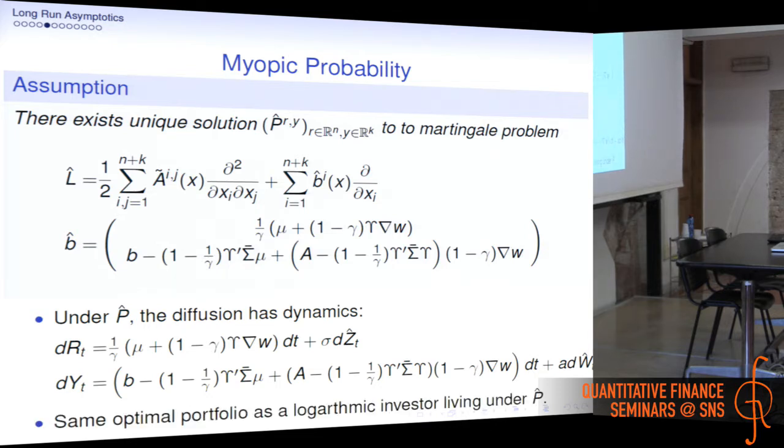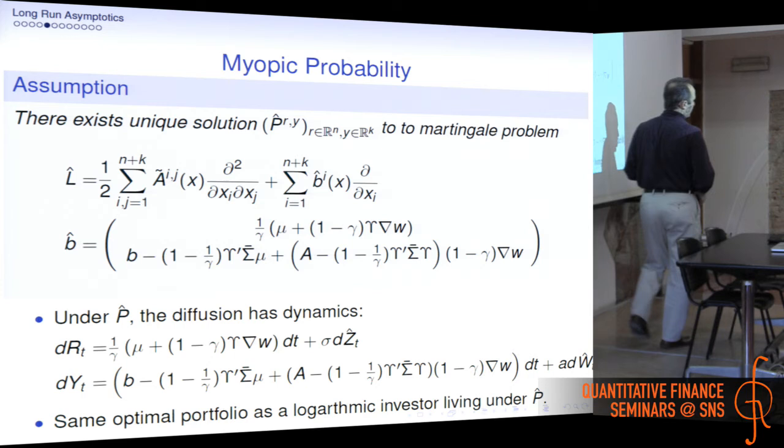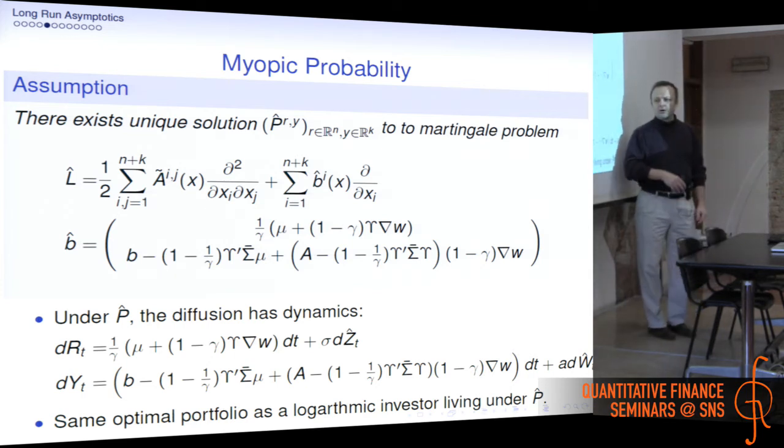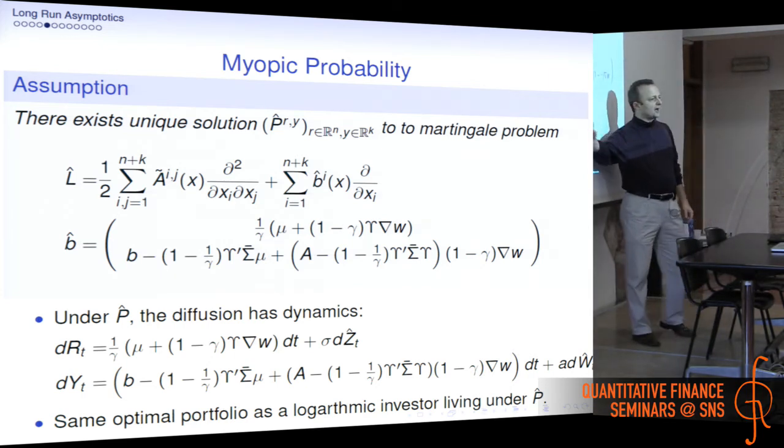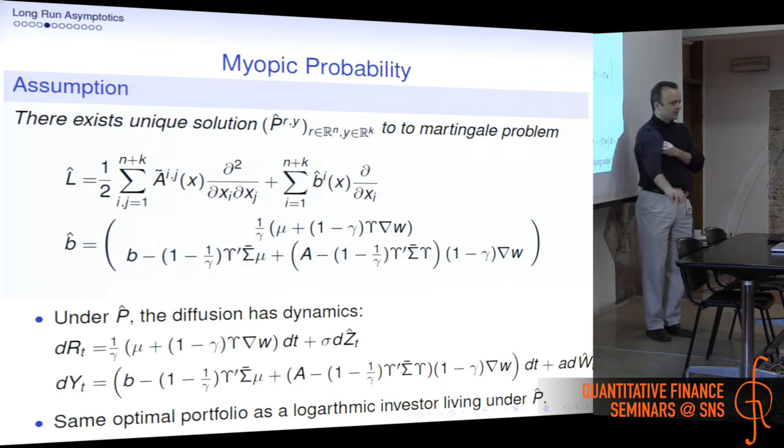So we call this the myopic measure because this is the hypothetical physical measure under which the optimal strategy for a myopic investor, so a logarithmic investor, coincides with the true optimal strategy under the original measure for the original investor, okay? So in other words, if you have power utility and live under P, or if you have logarithmic utility and live under P hat, you make the same exact decision, okay?